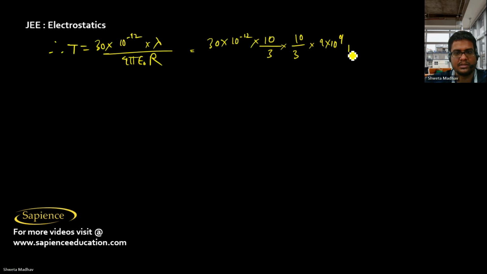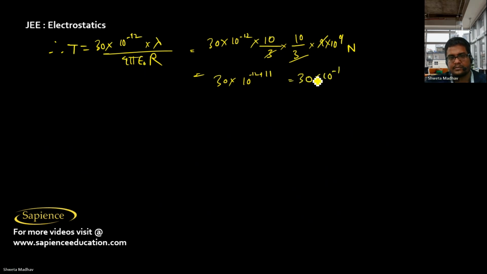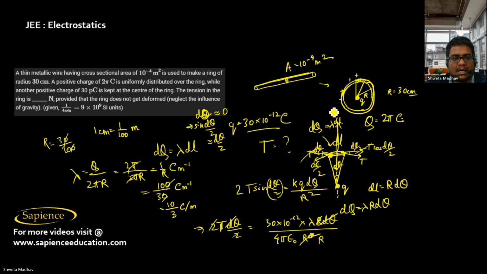This much Newton. Therefore, this will be 30 into 10 power minus 12 plus 9 plus 2, which is 11. Since it is 30 into 10 power minus 1, so 1 by 10. So it is 3 Newton. So 3 Newton is the friction force on the ring. So the 3 Newton is the answer.